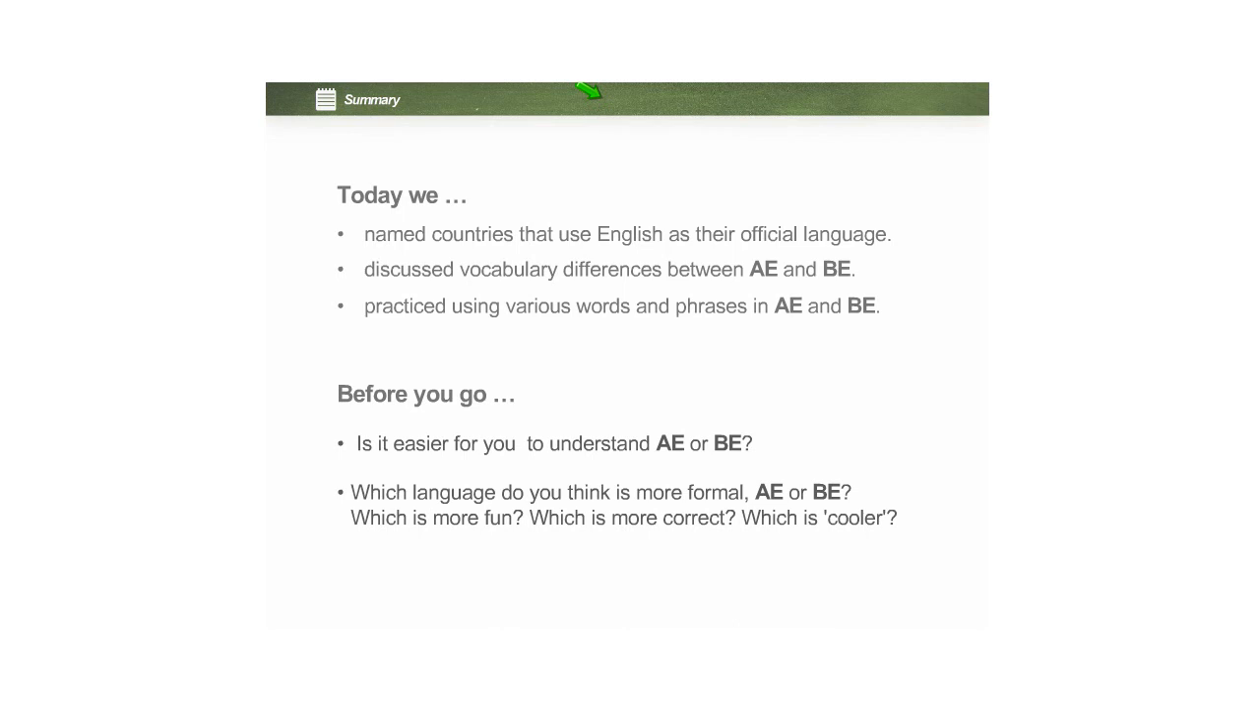Okay, there's the slides. Okay, I've opened the slides for you. So you can go back and you can look again.